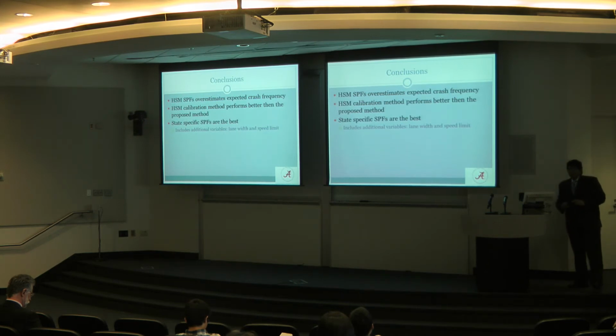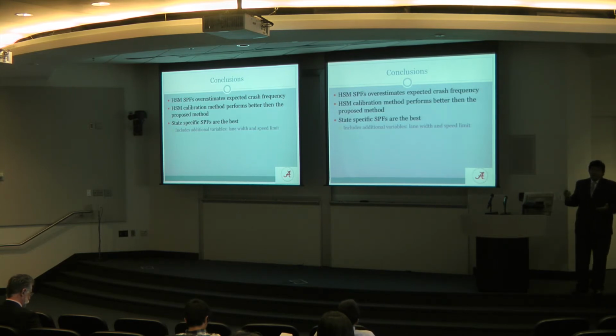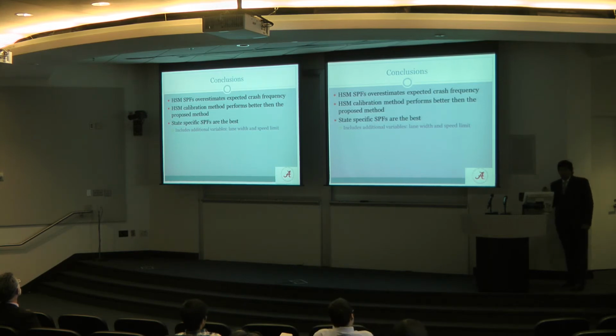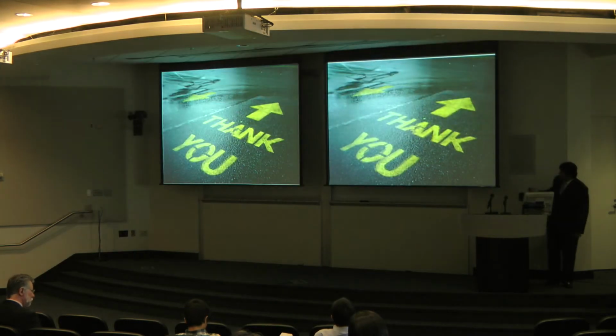Some of the conclusions are that obviously the SPFs which are estimated by us will be better, but if the DOTs don't have the expertise or data to do it, and if they are trying to calibrate the model, maybe they can try to use both the calibration methods, the one suggested by us and the one recommended by the Highway Safety Manual, to see which one does better for the data. Another thing was we found some extra variables like lane width and speed limit, which most studies related to safety performance functions don't include in their model. So we had just a couple of things. Any questions?